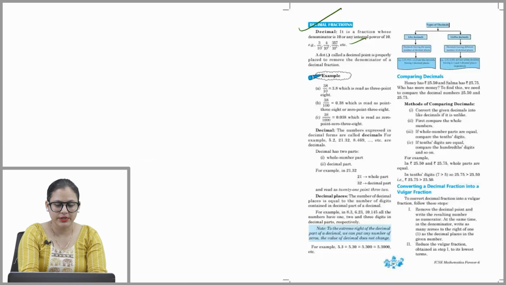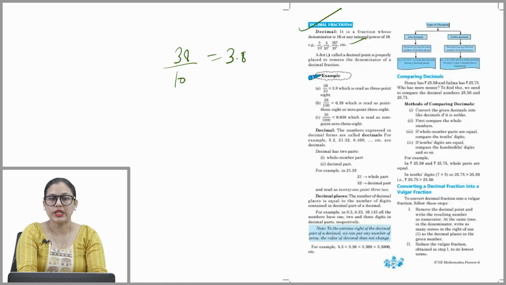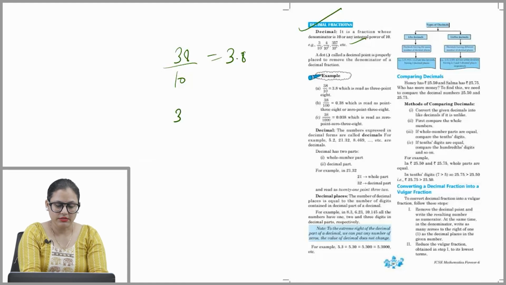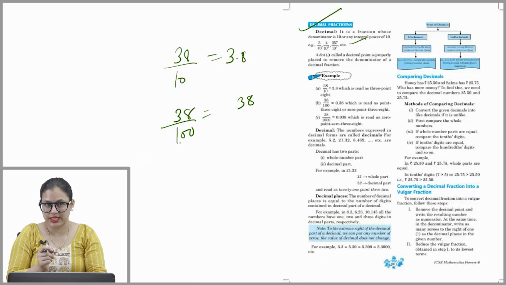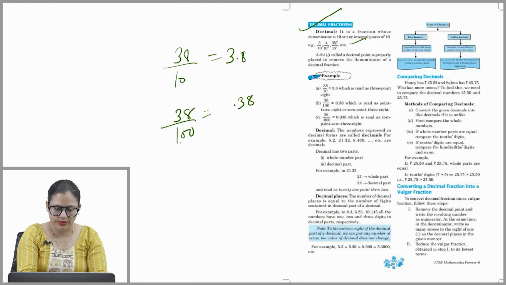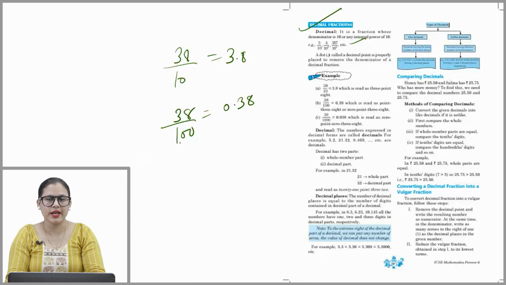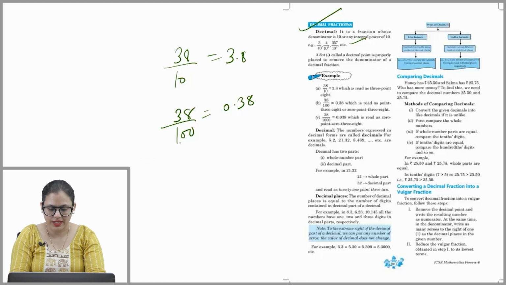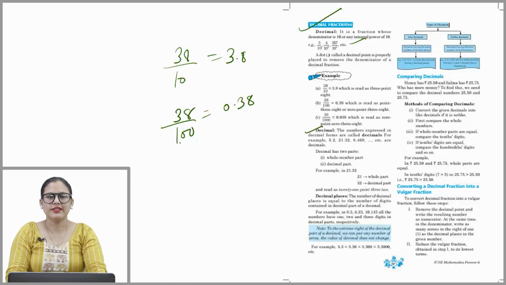Okay, for example, 38 by 10 is what? How will you write it in decimal? 3.8. Okay, 3.8. Similarly, 38 by 100, how will you write it? See, there are 2 zeros, so we will place the decimal after 2 digits starting from the right. 1, 2, here. And how are we going to read it? 0.38.